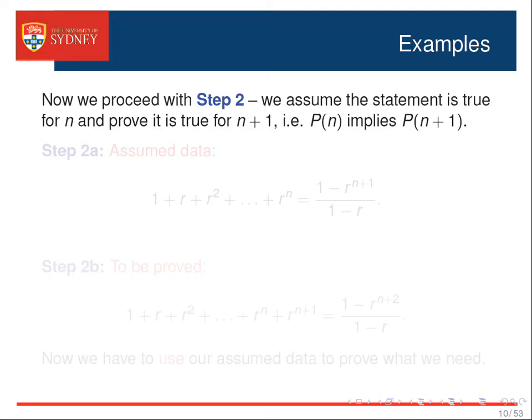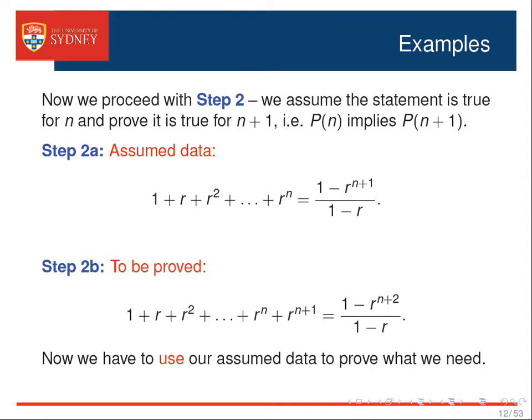Now we need to go ahead with step 2. We assume the statement is true for n and show that it follows for n plus 1. The assumed data, that is the statement for n, is written down here. And here's what we have to prove using this assumed data, that the sum of the first n plus 1 powers of r, again starting with r to the 0, which is 1, is equal to 1 minus r to the n plus 2 over 1 minus r, since n plus 1 plus 1 is n plus 2.